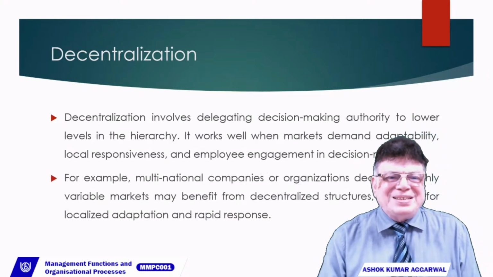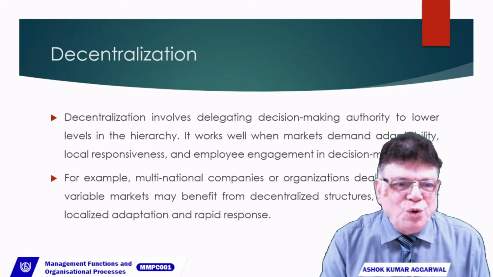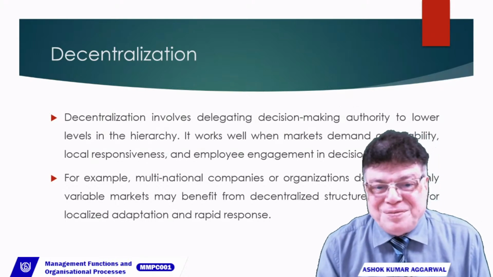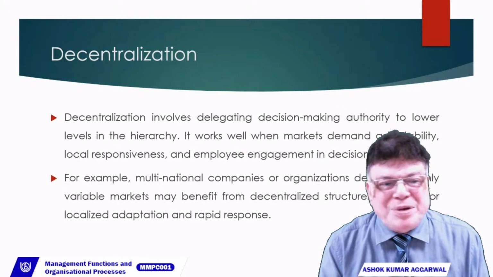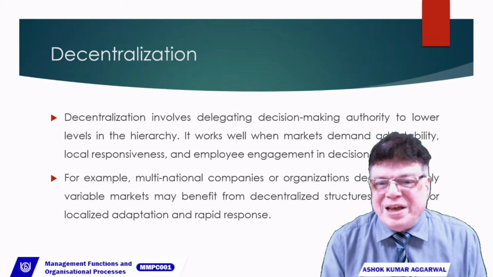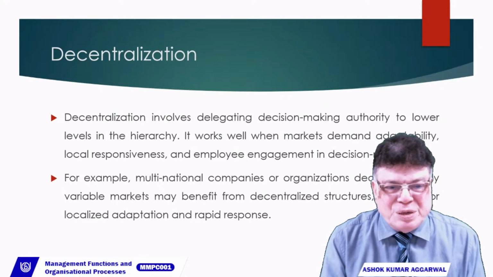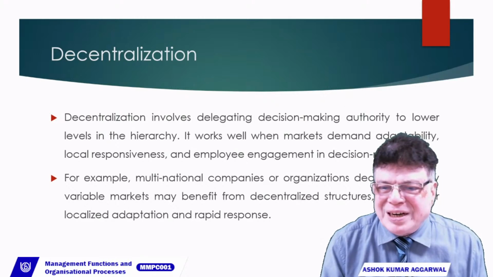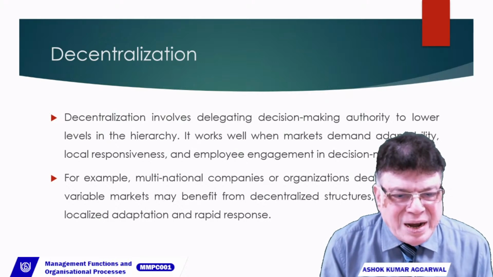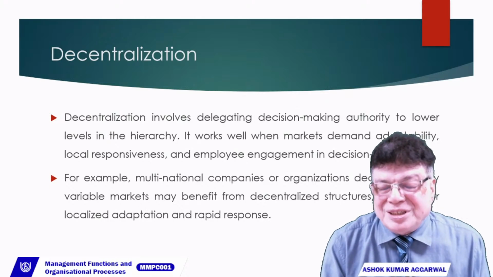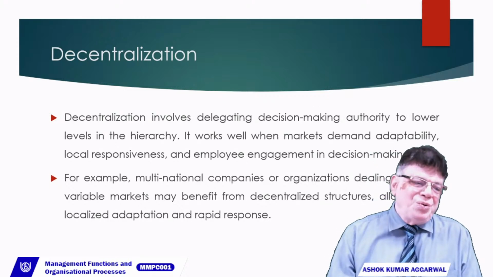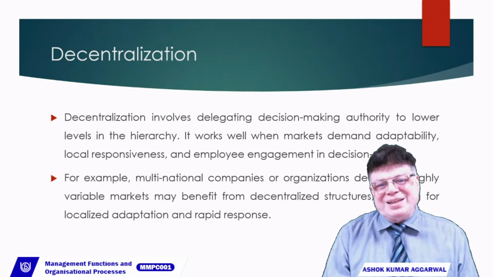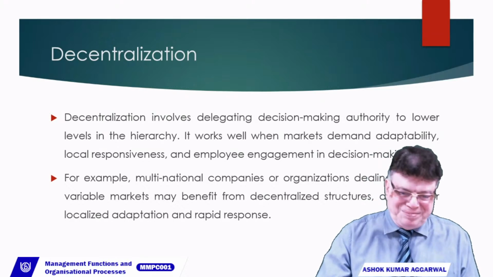Then decentralization. Decentralization involves delegating decision-making authority to lower levels in the hierarchy. This is good. It works when markets demand adaptability, local responsiveness, and employee engagement in decision-making. For example, multinational companies or organizations dealing in highly variable markets may benefit from decentralized structures, allowing for localized adaptation and rapid response. Just like in a bank branch, if the powers are given to departmental heads, the branch will run in a better way rather than all the powers being with the branch head.